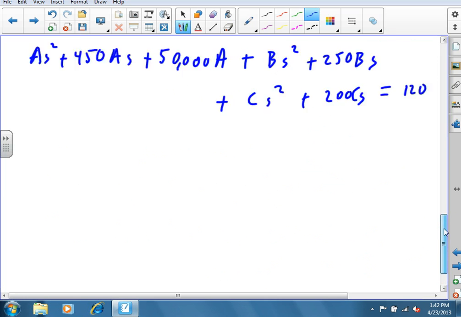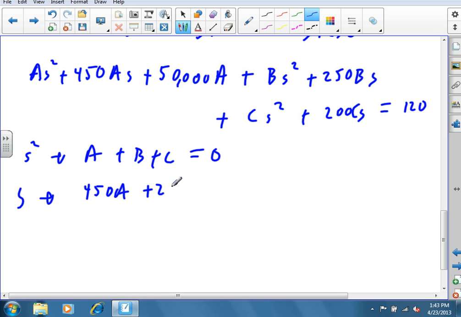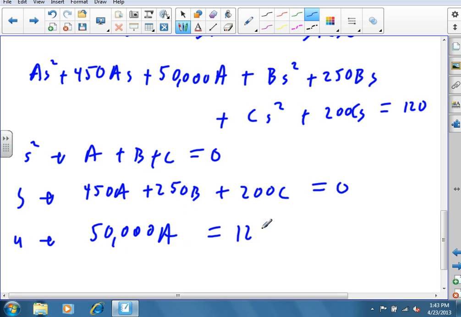Okay, that being the case, I'm going to look at the S squared term. A plus B plus C has to be 0. I'm going to look at this S term: 450A plus 250B plus 200C has to be 0. I'm going to look at the unit term: 50,000A has to be 120.